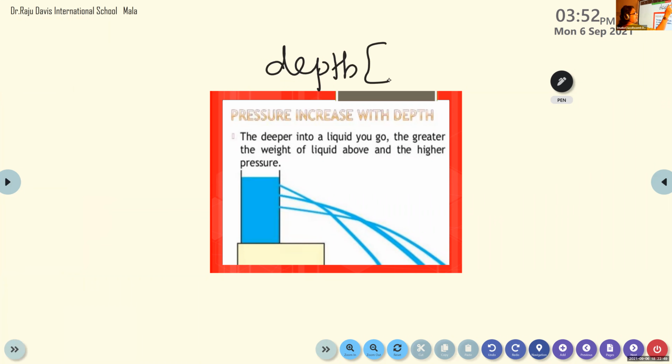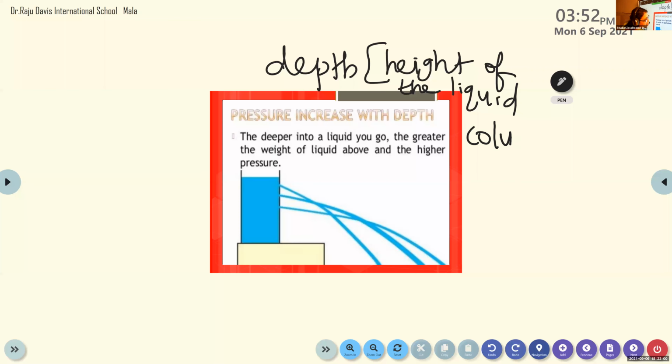Depth is actually equal to the height of the liquid column. Depth means it is actually the height of the liquid column. Liquid column in particular.